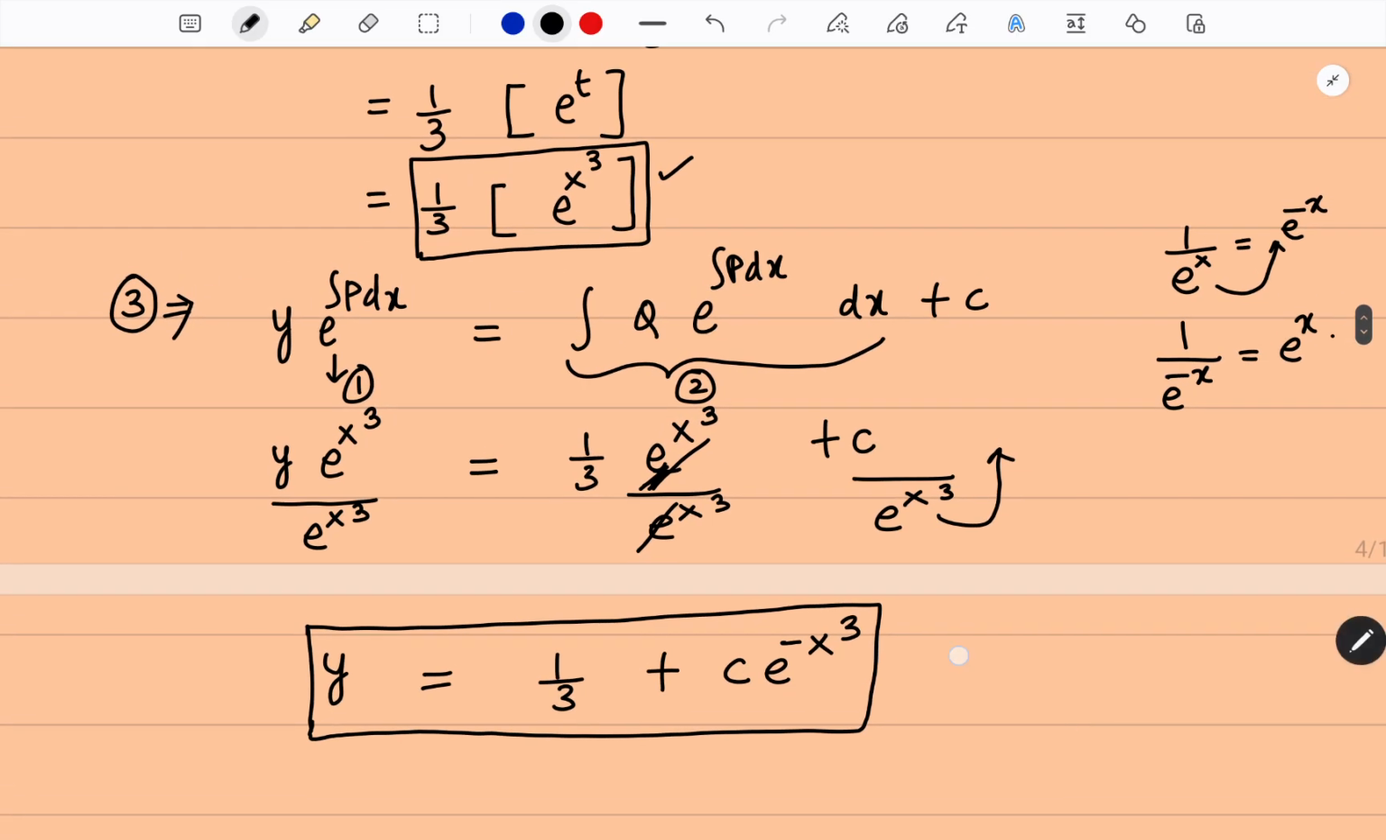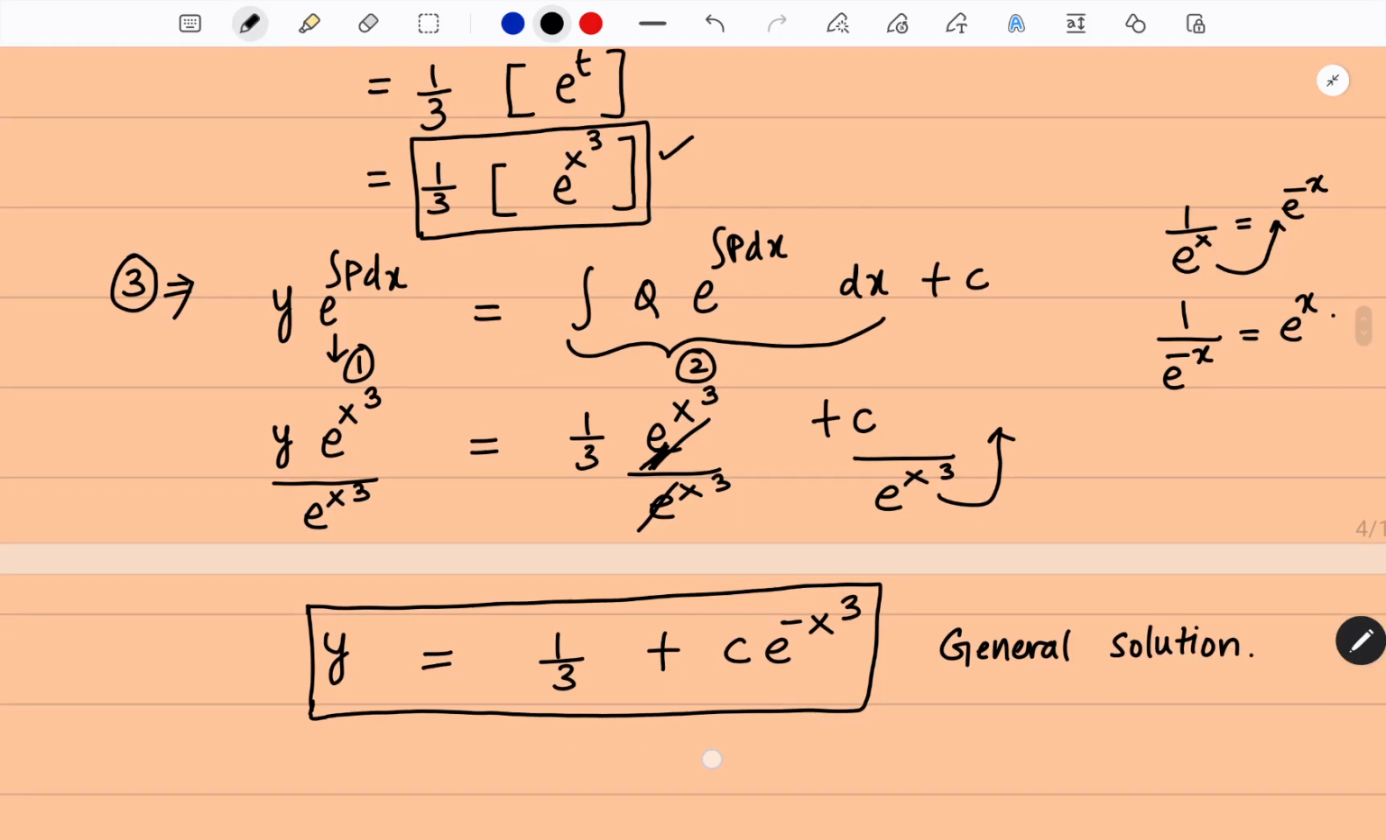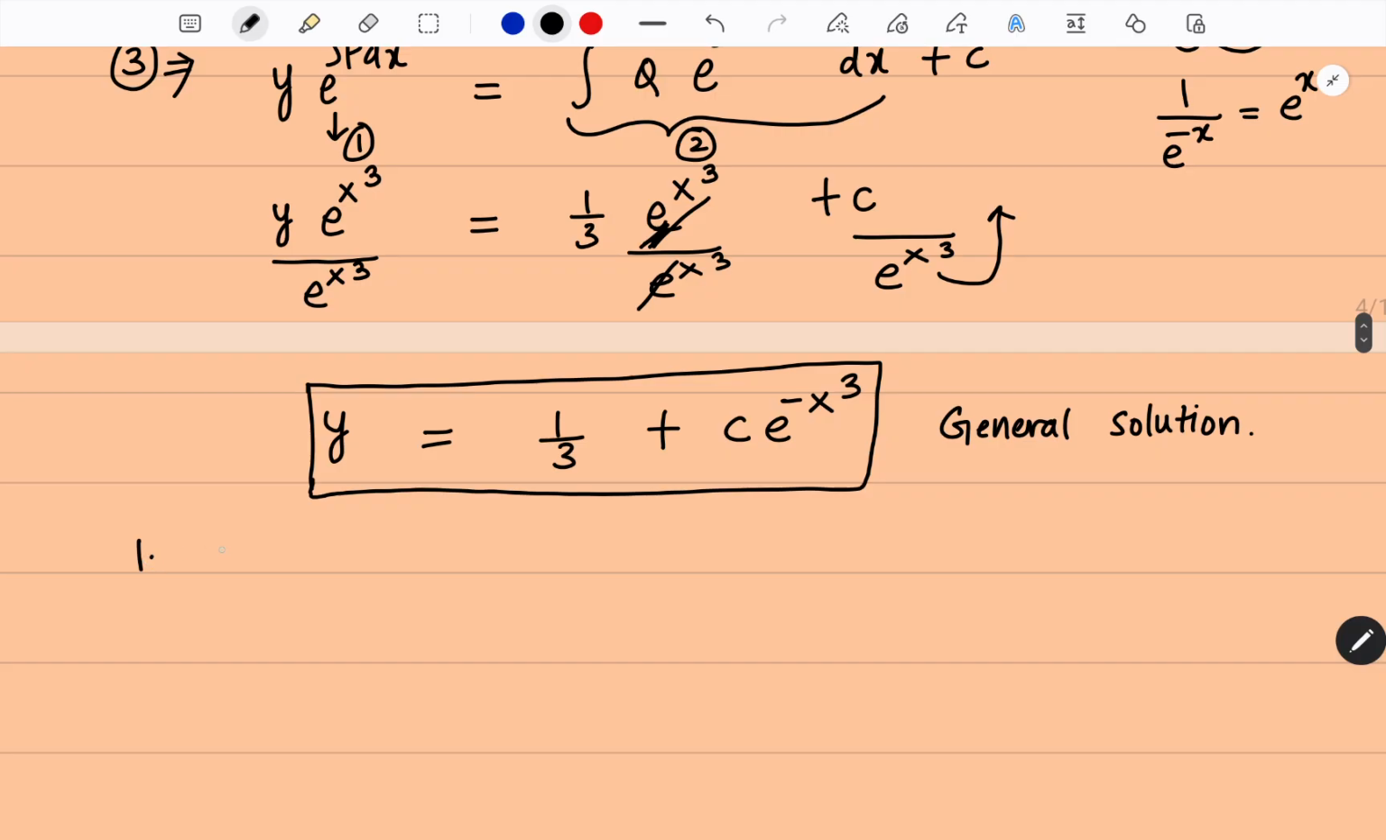This is your solution. Finished. This is your general solution, right? So in the general solution, you're going to discuss two things. Number one is your largest interval. And the second thing is what? You're going to discuss the transient term. Let me discuss the largest interval first, okay?